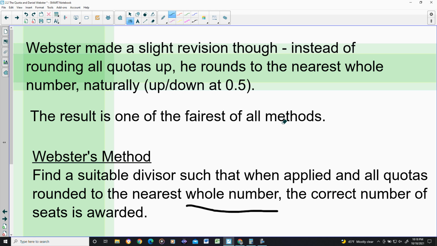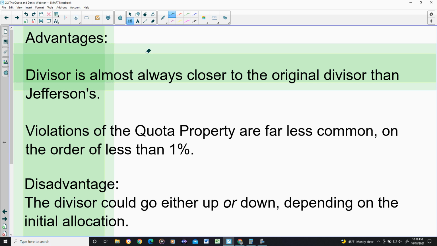So this is one of the fairest of all the methods. The other big part is because we have fewer seats to deal with, the divisor is almost always closer to the original divisor than Jefferson's. I'm going to say almost always because I can't really prove that it's always closer. But as you'll see in the examples, it is definitely closer. Quota property violations can happen, but on the order of less than 1%, and you have to have one state that's more than 40% of the total for that to happen.